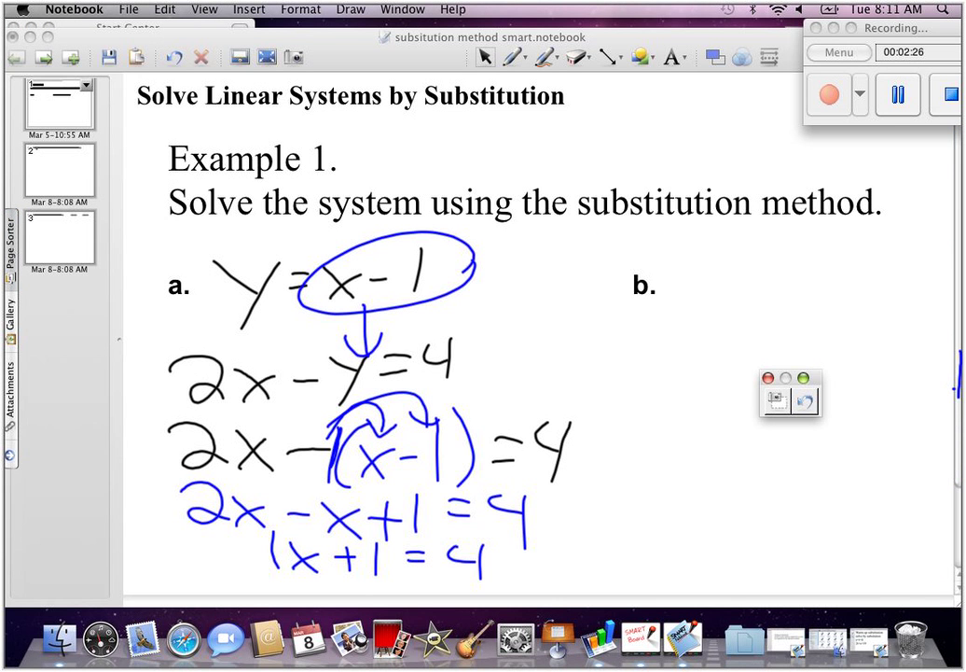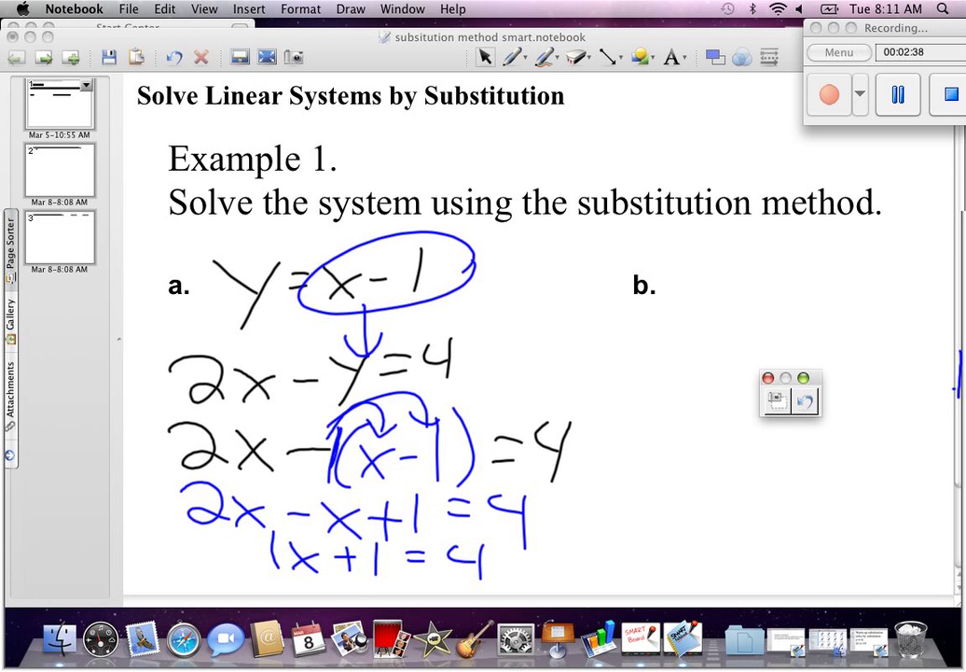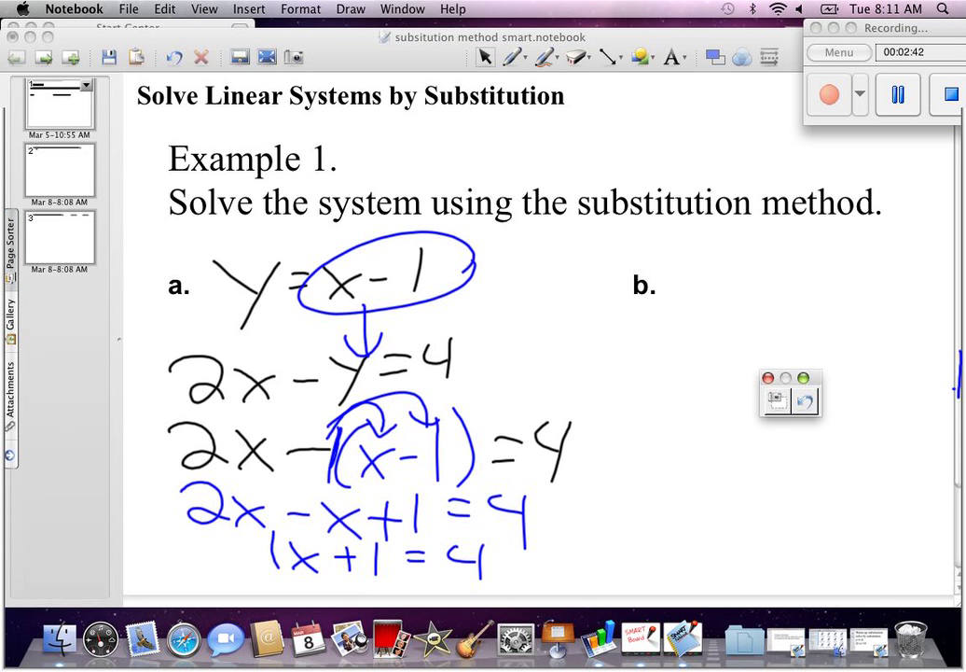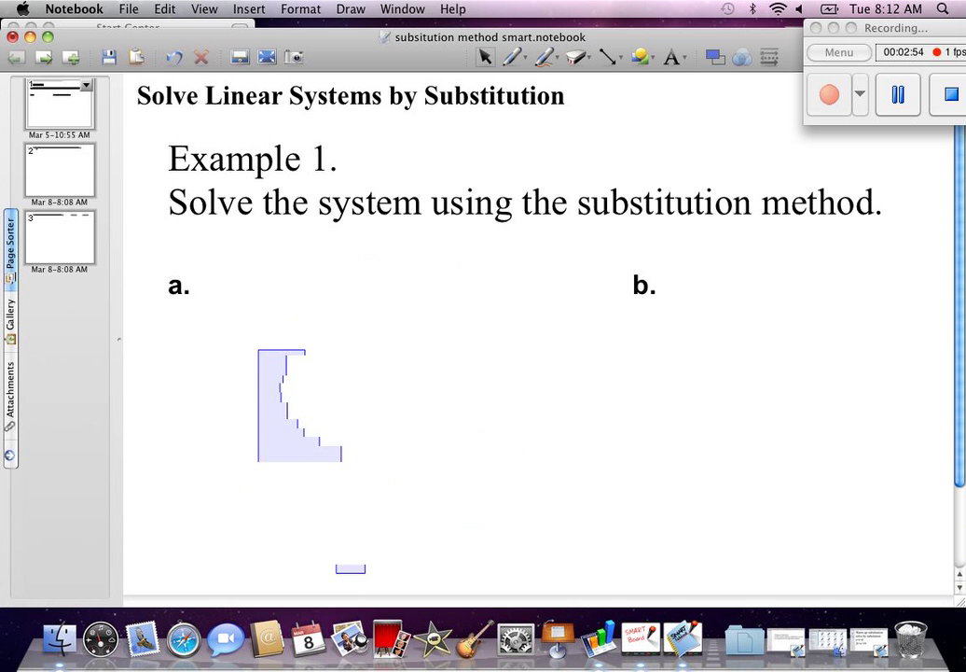All right. What do I do next, Kristen? We move the 1 to the other side. We do that by subtracting 1 from each side. I'm going to move it over here. Okay, we move that to the other side, and we get x.